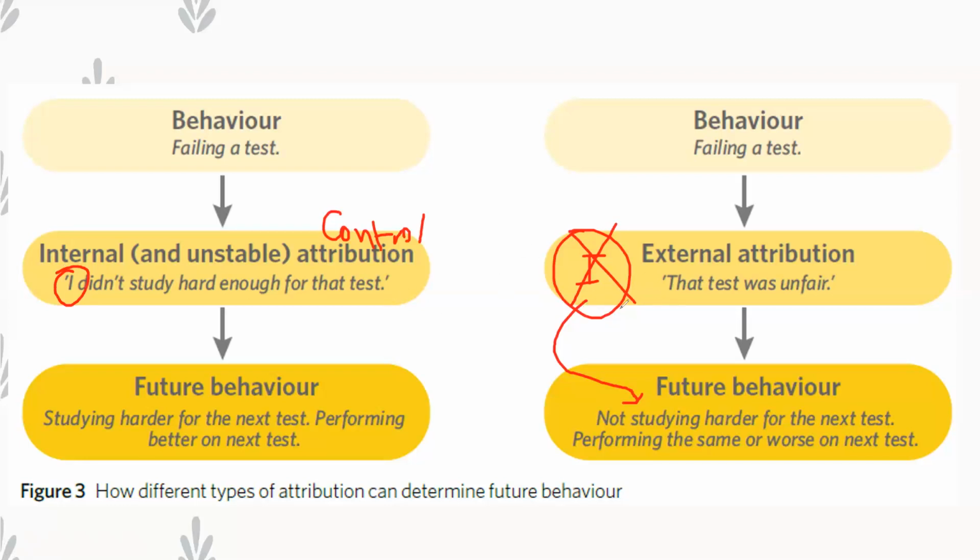So that's the difference between when you make an internal attribution and when you make an external attribution, and how that can influence your future behavior. Generally, when we try to make internal attributions for some examples or some behaviors, we feel like we might have more control over that behavior. Okay, so that is the main difference between the two.